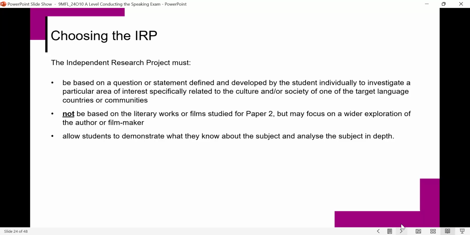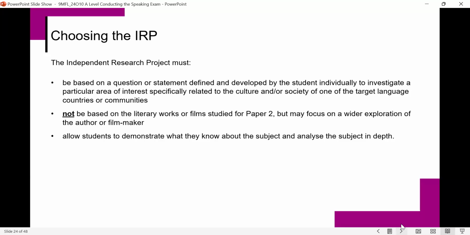They could talk about another book by the same author. They could talk about another film made by the same director. Okay, so that would be acceptable. And they could also talk about a book or a film that's part of the specification, but not the one that they've studied. So the only absolute rule is that they can't have marks for doing the same thing twice. Okay, so they mustn't do that.